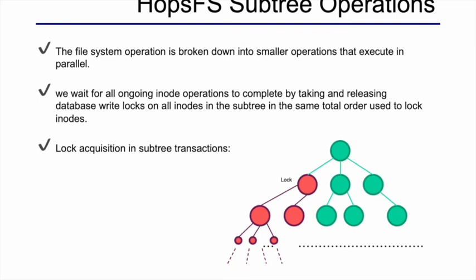The solution here in HopsFS is a protocol that implements subtree operations incrementally in batches of transactions. Instead of row-level database locks, our subtree operation protocol uses an application-level distributed locking mechanism to mark and isolate the subtrees. HopsFS serializes subtree operations by ensuring that all ongoing inode and subtree operations in a subtree complete before a newly requested subtree operation is executed.